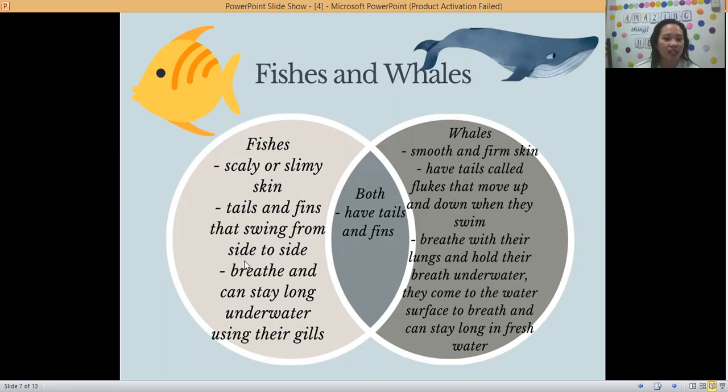Okay, the fishes breathe and can stay long underwater using their gills, while the whales breathe with their lungs and hold their breath underwater, and they come to the water surface to breathe. Both of them have tails and fins.